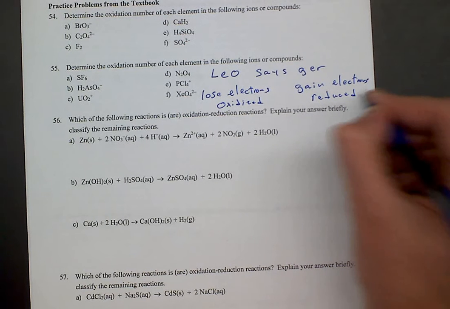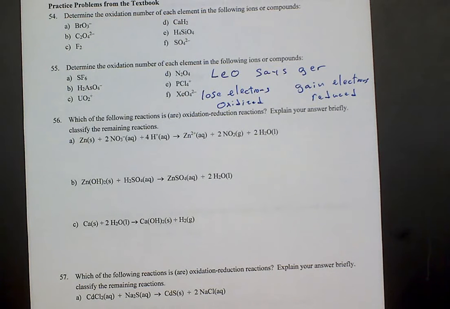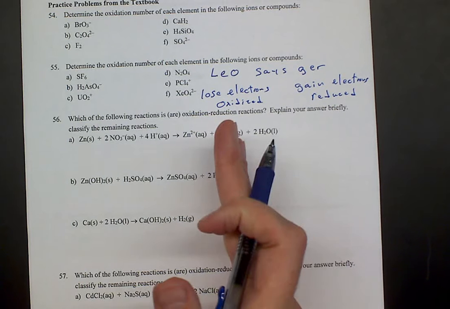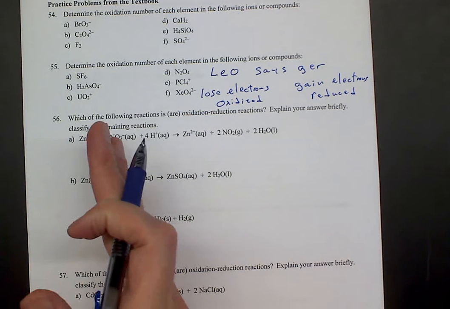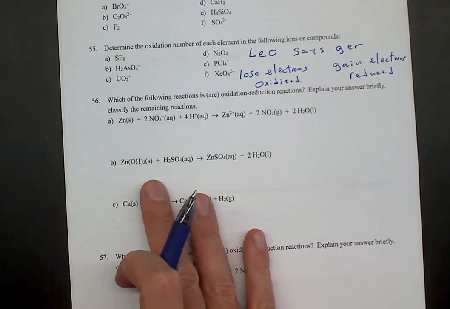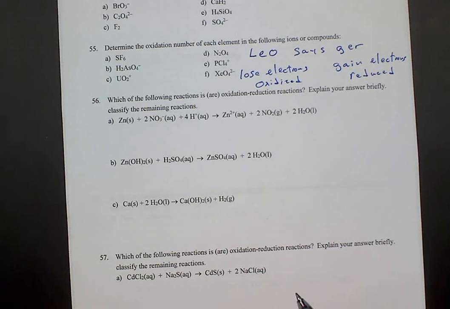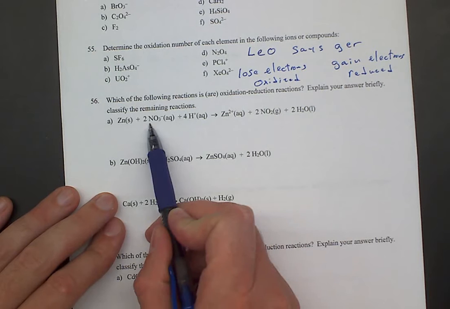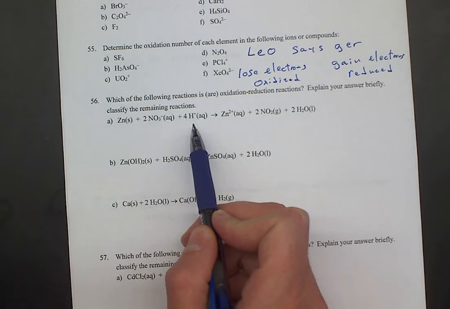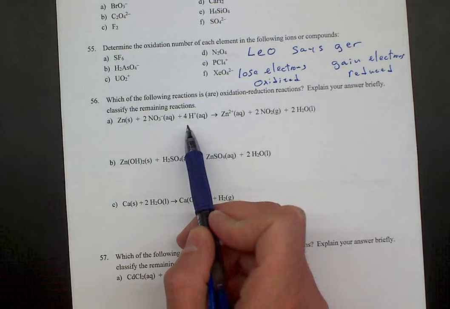Okay, so we're looking for a change where we have different charges from the right side to the left side. So the first thing we need to do is assign oxidation states to each one of our elements inside of them. And so we're looking for the charge of one atom of each.